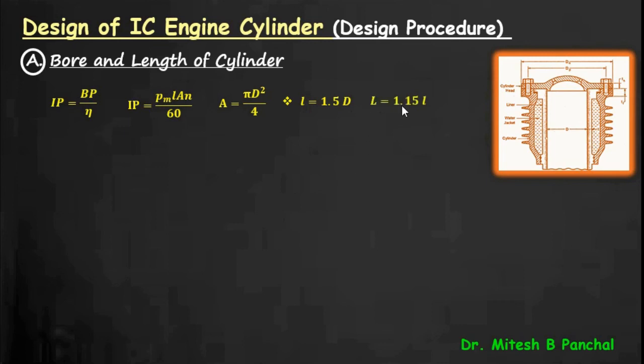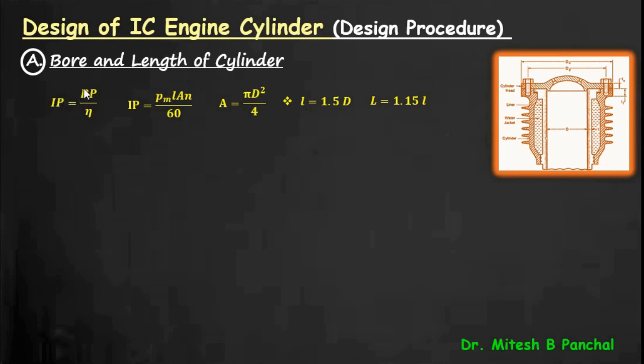Okay. Here capital L is the length of the cylinder, small l is the length of stroke. Means here we are adding 15% of the length of stroke as a clearance. So that is the first part of the design procedure of the IC engine cylinder.